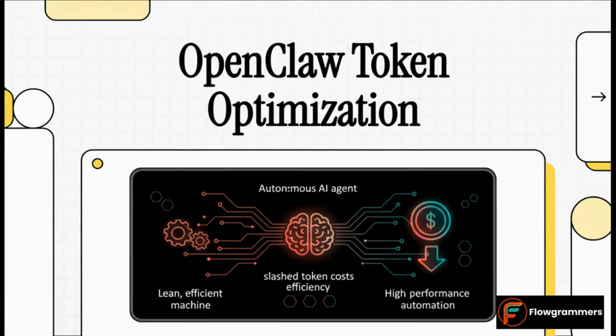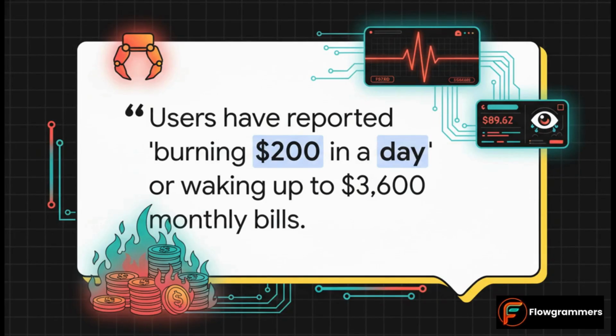Today, we are diving deep into a super important topic for anyone running AI agents: how to slash your OpenClaw token costs. We're going to show you exactly how to turn your agent into a lean, mean, high-performance machine. So let's just get right into it.